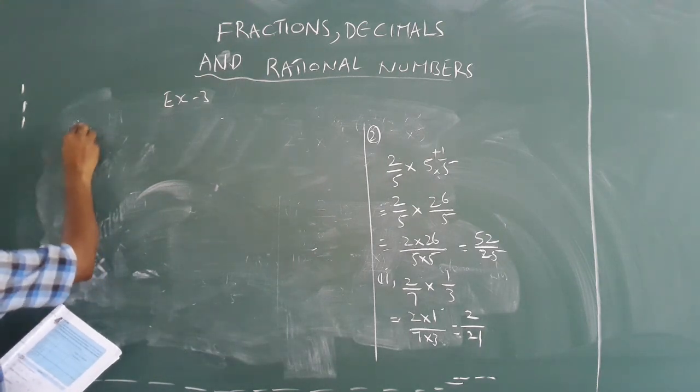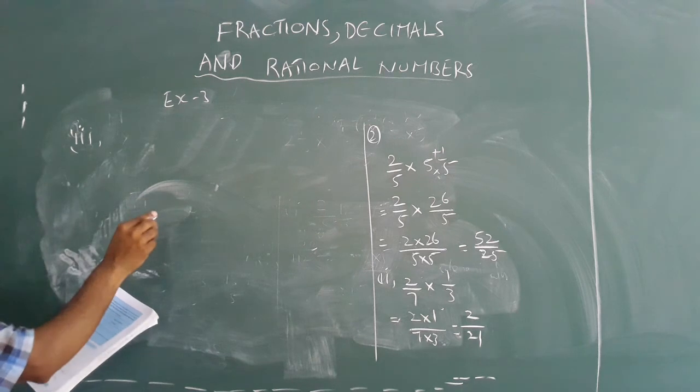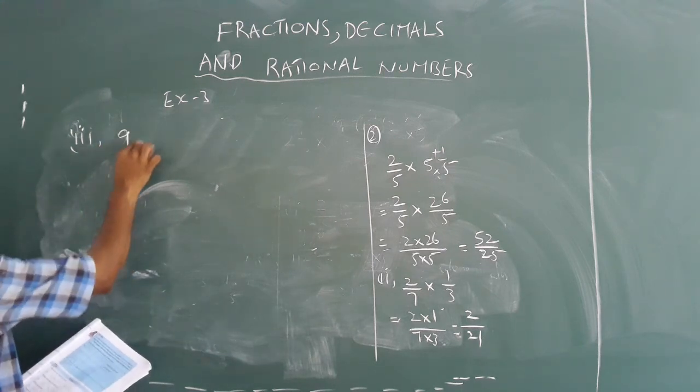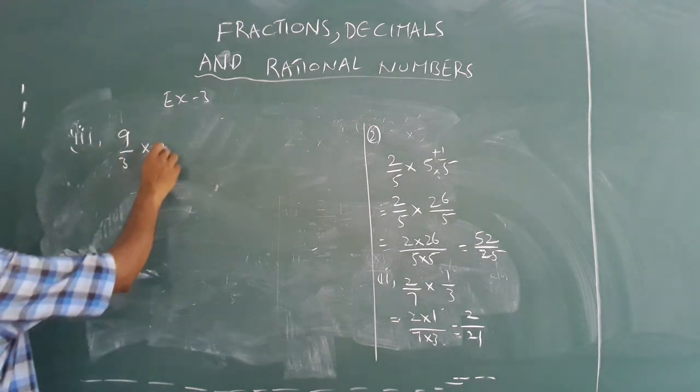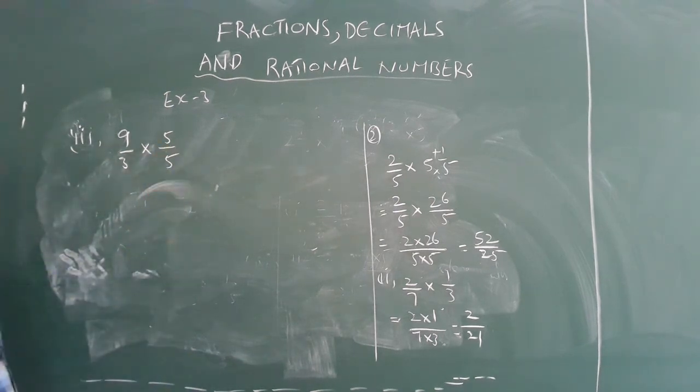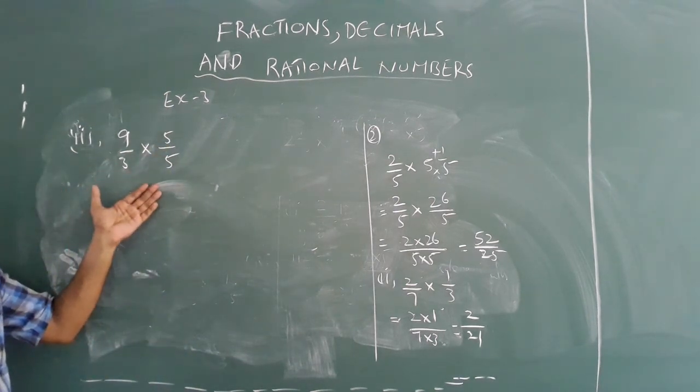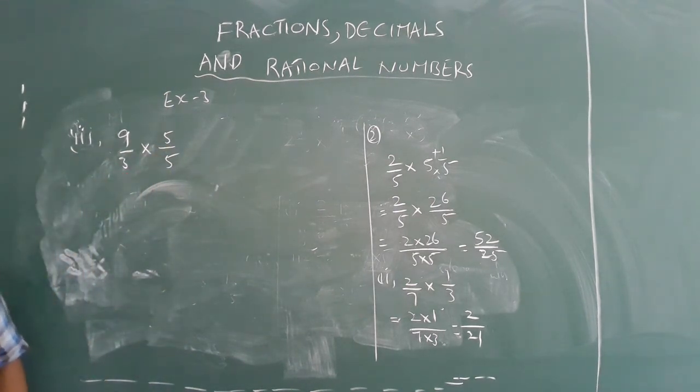Third sum, second bit of the third sum: 9 by 3 into 5 by 5. Children, think about how to solve this given problem. Take 10 to 30 seconds.